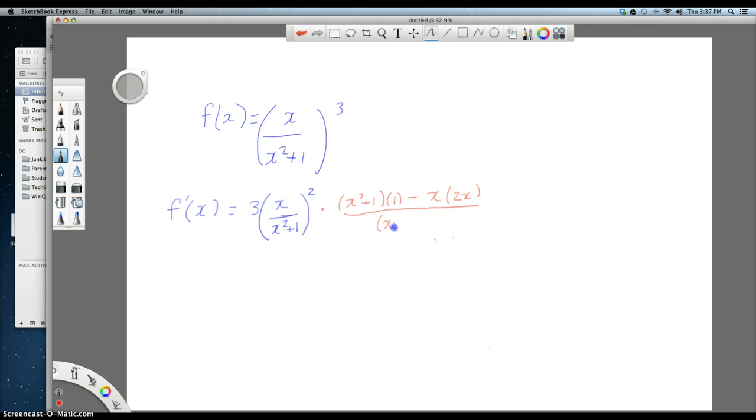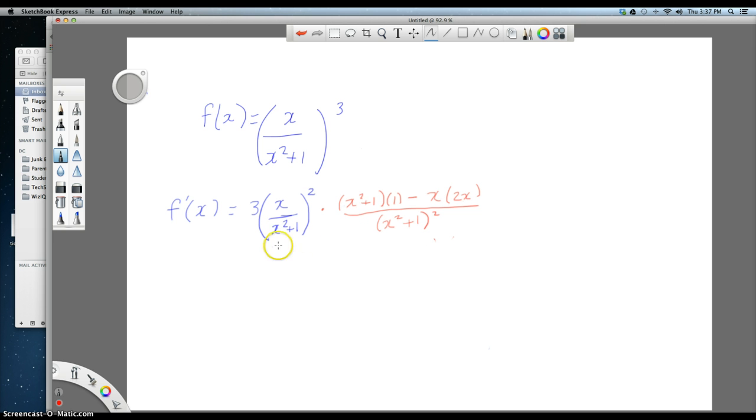So x squared plus 1, and that's being raised to the second power. So you've taken the derivative. So this part, remember, when you do the chain rule, chain rule is part of the power rule, and then times the inside function. And the inside function happens to be a quotient, so we use the quotient rule.